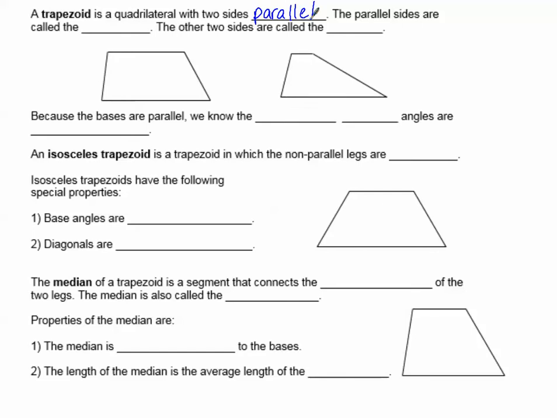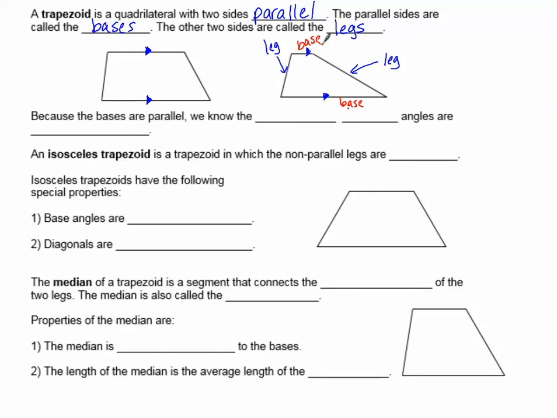But with trapezoids, the parallel sides, the ones that are parallel, in this case this one and this one, are going to be called the bases. And the other two sides, the ones that aren't parallel, are going to be called the legs. So this is a leg, this is a leg, and this is a base, and this is a base.